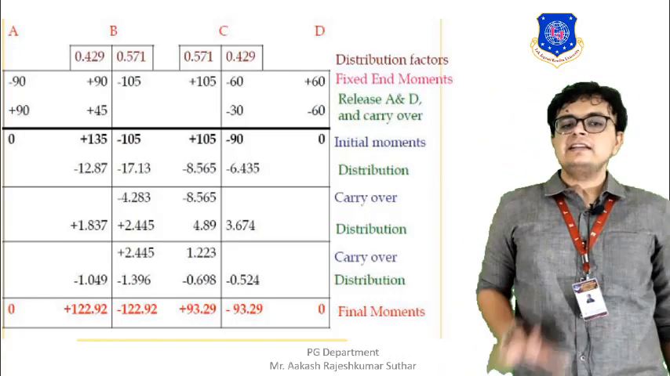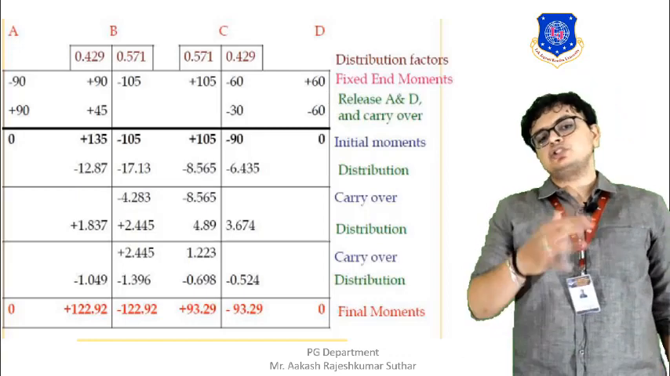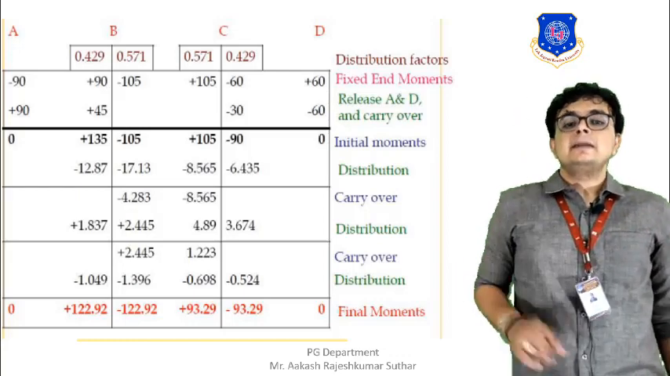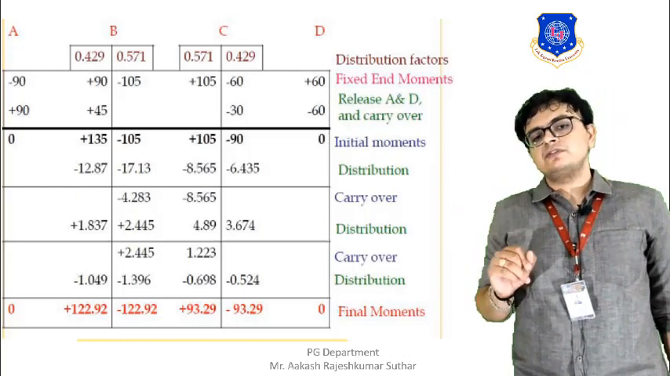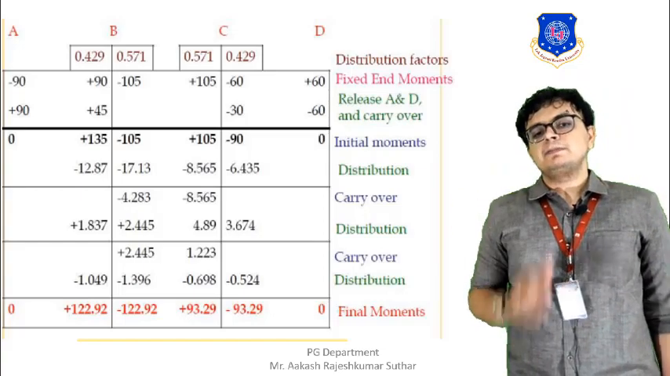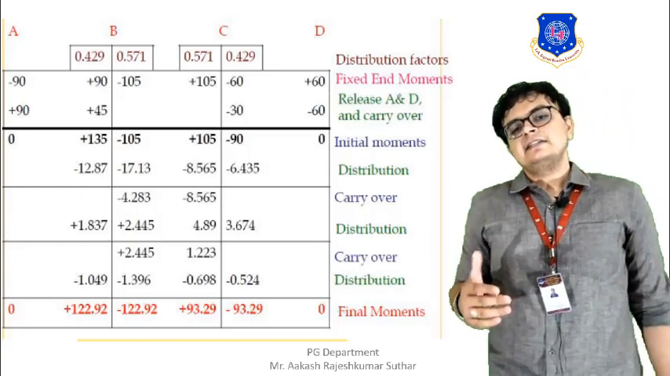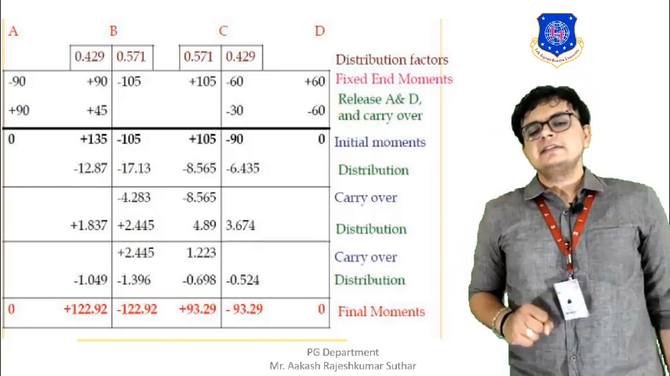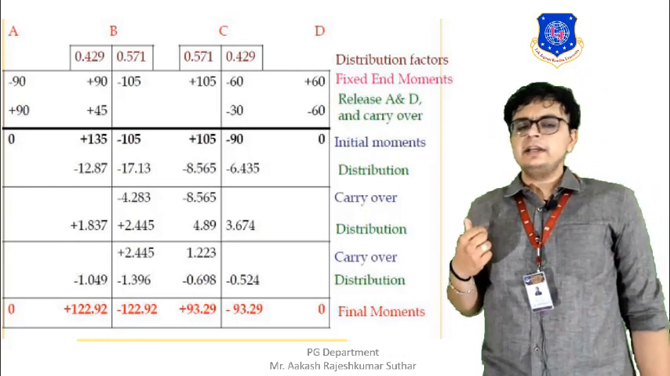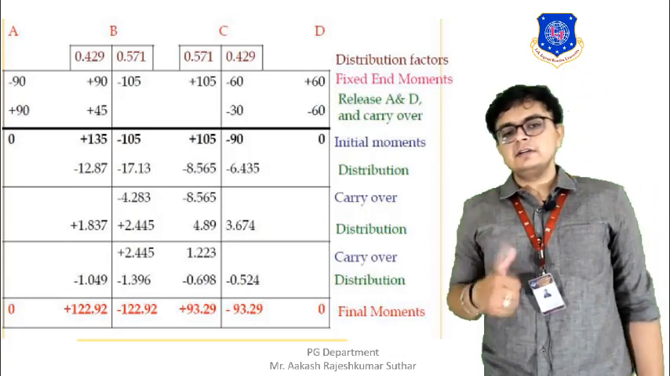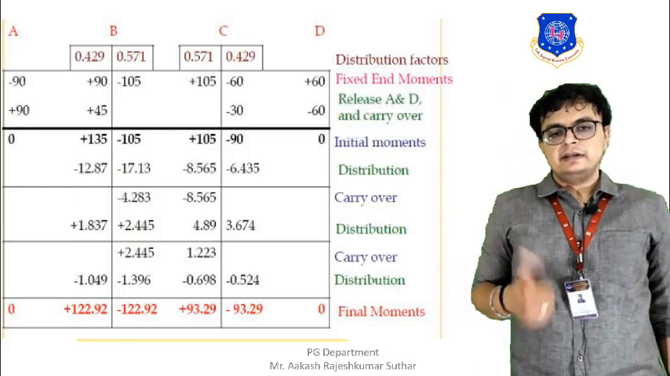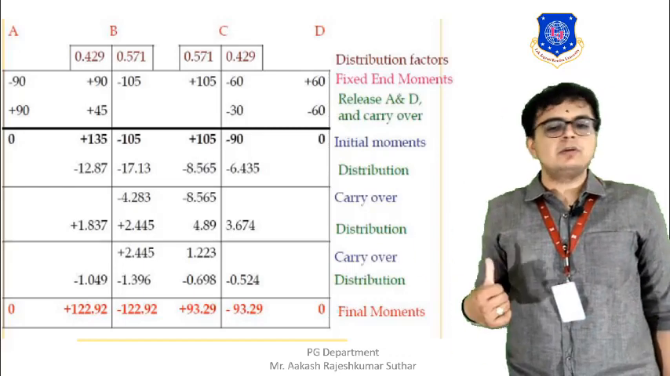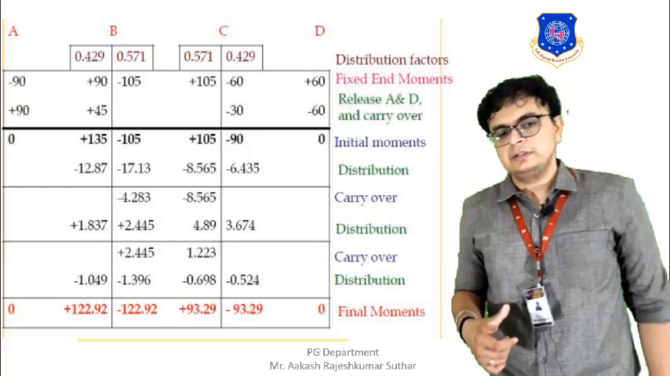So finally, the initial moment at A will be equal to 0, at BA it will be plus 135, at BC it will be minus 105, at CB it will be plus 105, and at CD the initial moment will be minus 90. We just have to sum whatever values we have got above. If it is positive, then we add. If it is negative, then we subtract. And we have one joint left, that is D. So plus 60 minus 60, the initial moment at joint D will be equal to 0.